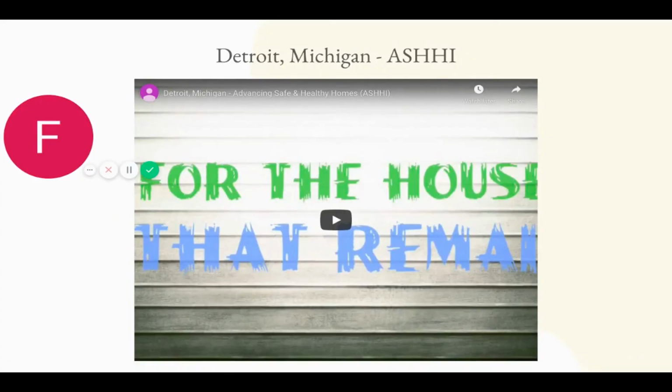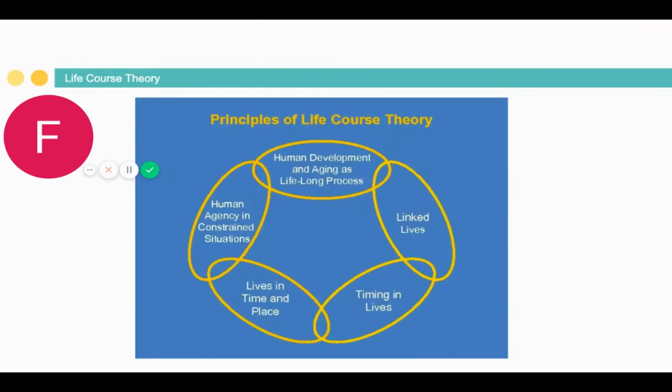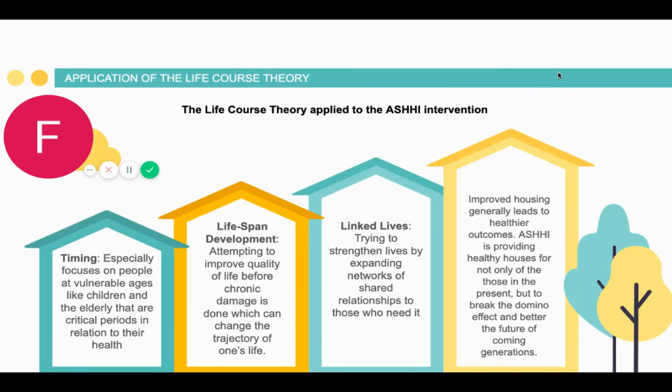This is a supplemental video you guys can check out that gives a general idea of the goals and activities of ASHE. The course concept that we thought best correlates with our intervention is life course theory, and this graphic highlights the 5 principles that this theory consists of. The life course theory emphasizes how our experiences and surroundings impact our health over the course of a lifetime. And the 3 principles we identified that apply with ASHE, our intervention, are timing, lifespan development, and linked lives.